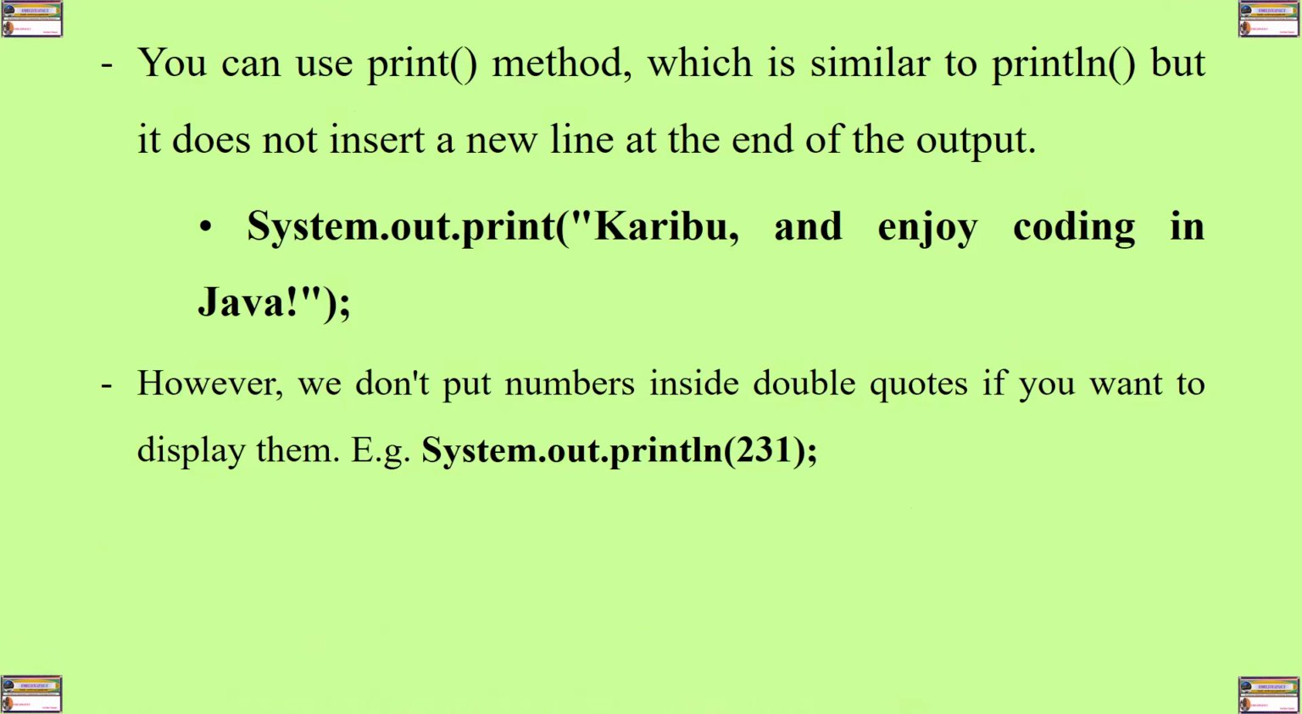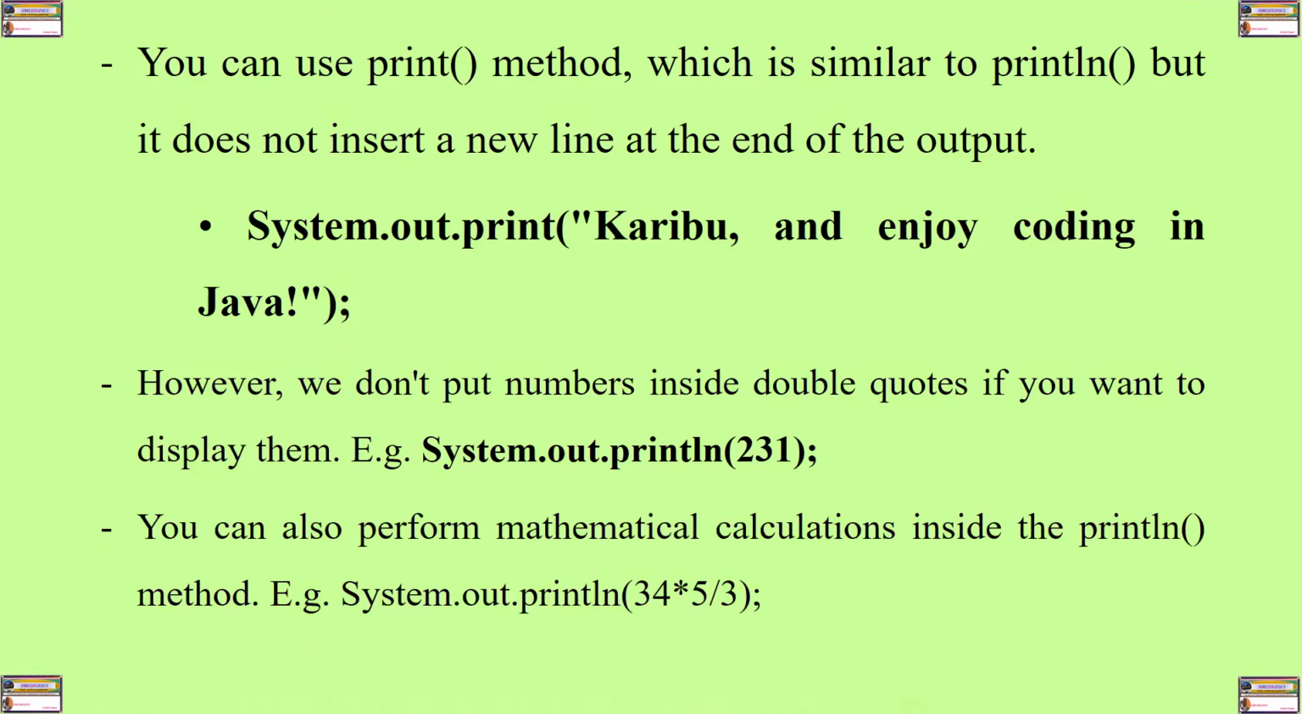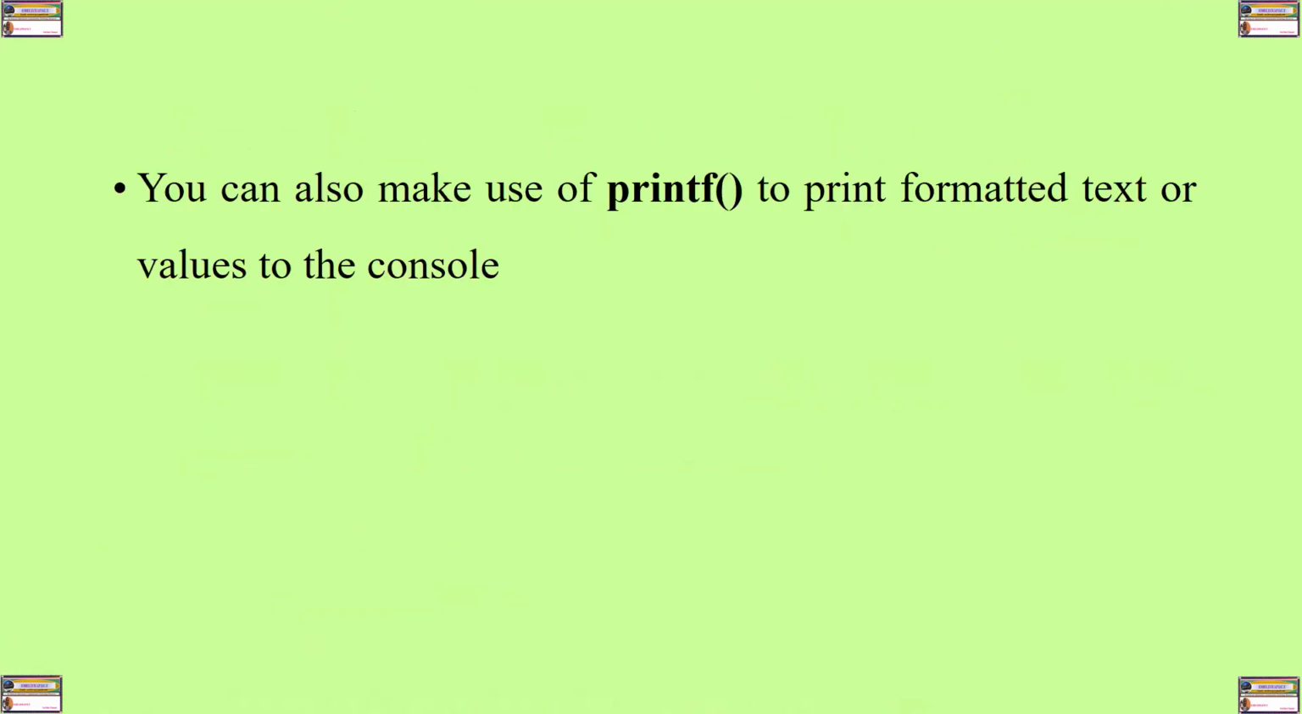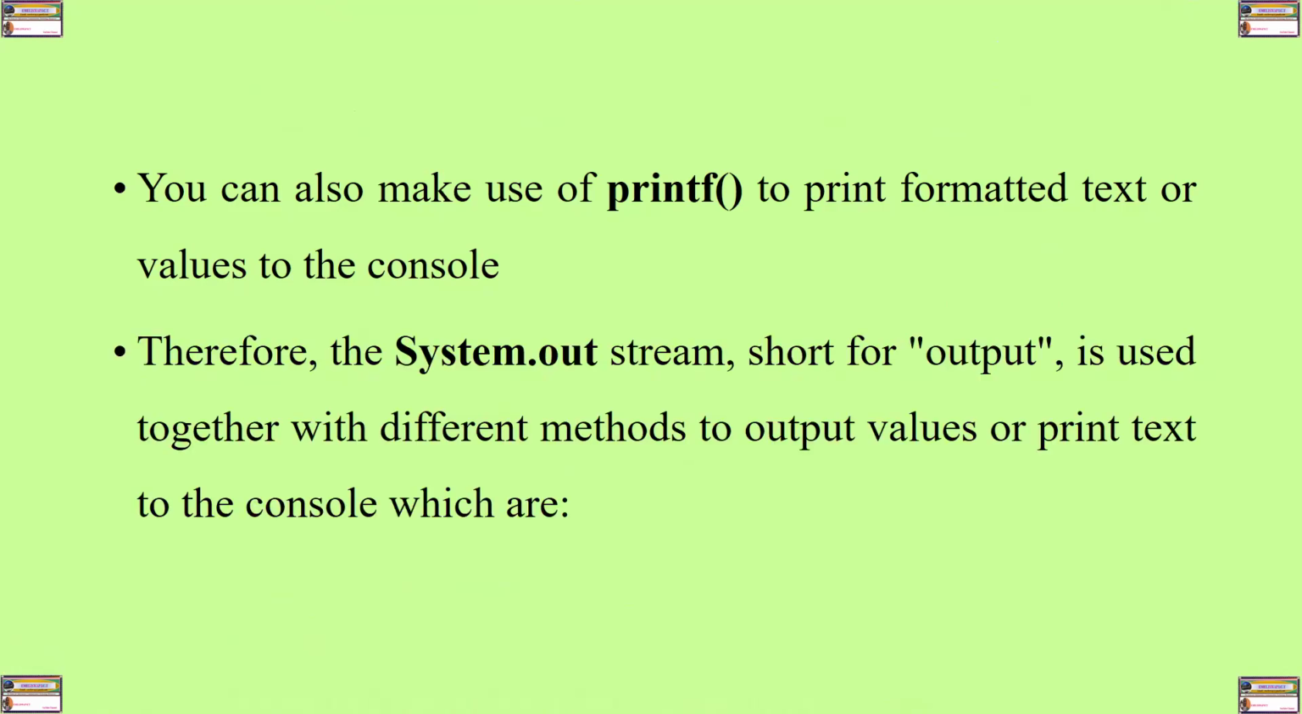As you can see, System.out.println, opening parenthesis, 231, closing parenthesis, and semicolon. You can also perform mathematical calculations inside the println method. For example, System.out.println, and then inside there, you perform some mathematical calculation, for example 34 times 5 divided by 3, and the statement is terminated with a semicolon. You can also make use of printf to print formatted text or values in the console.